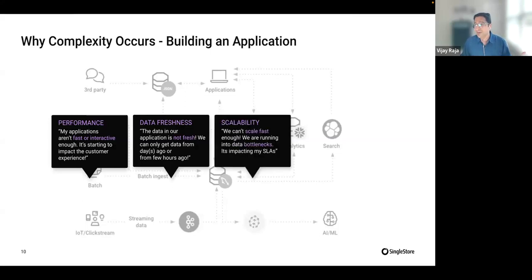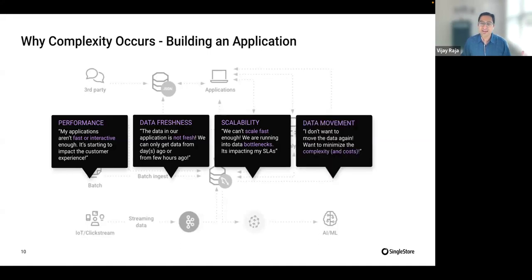Oh, I can't scale fast enough. We are running into data bottlenecks, right? Or, hey, I don't want to move my data anymore. There's too much ETL. There's too much complexity and the cost. It's not just complexity. It's the cost associated with managing all of these different engines and infrastructure, data movement, data replication, right? It just starts to create a lot of challenging scenarios for my customers. And we see this day in, day out.